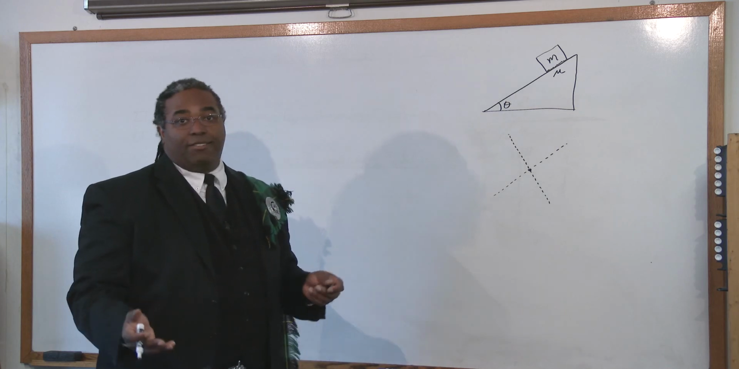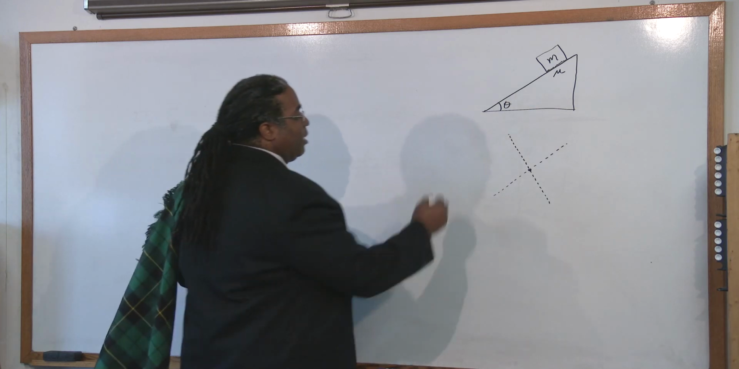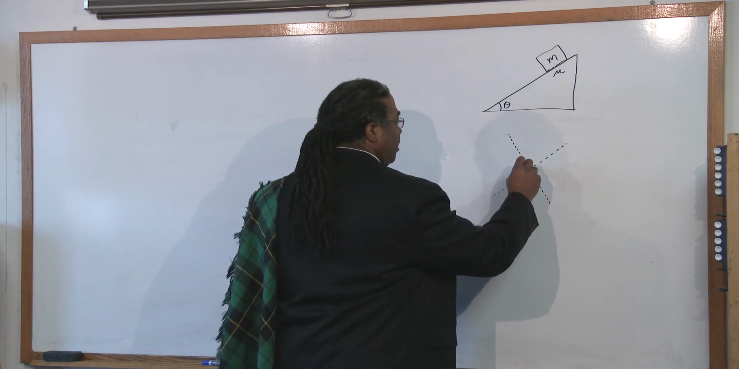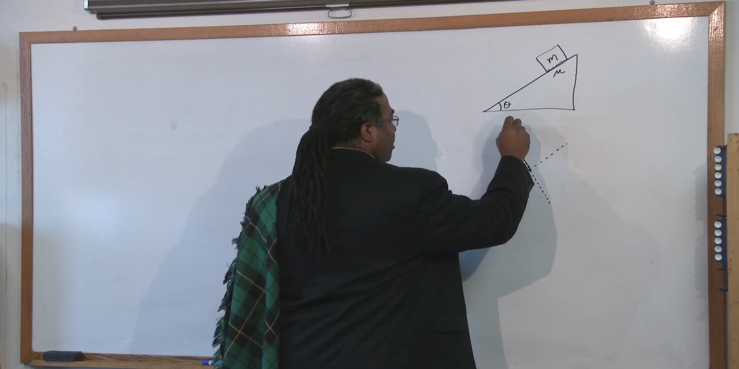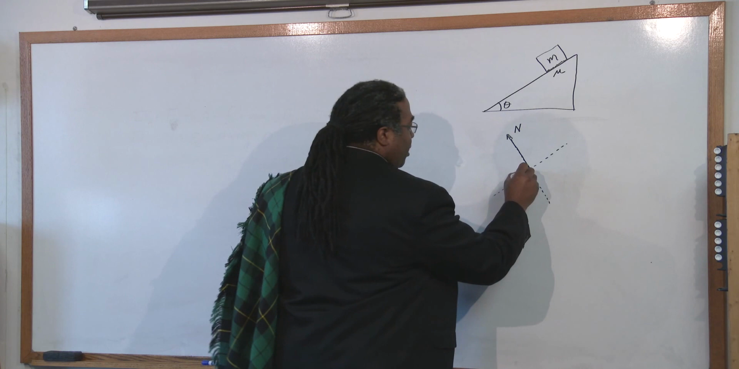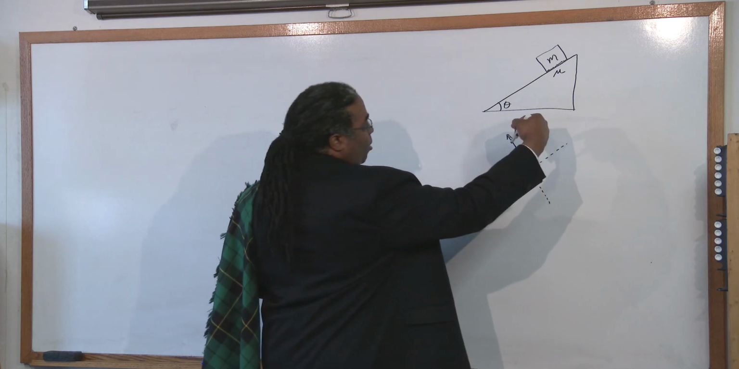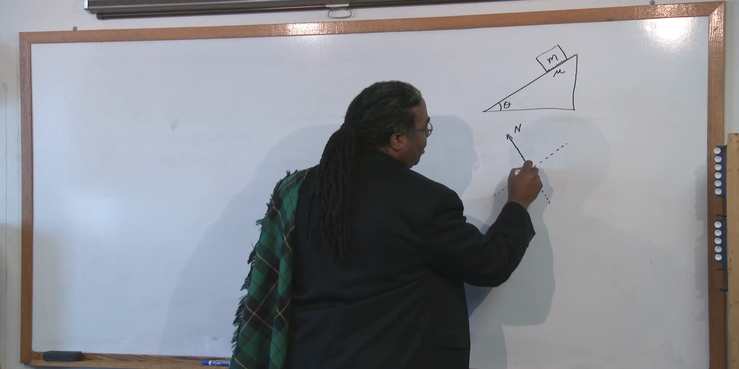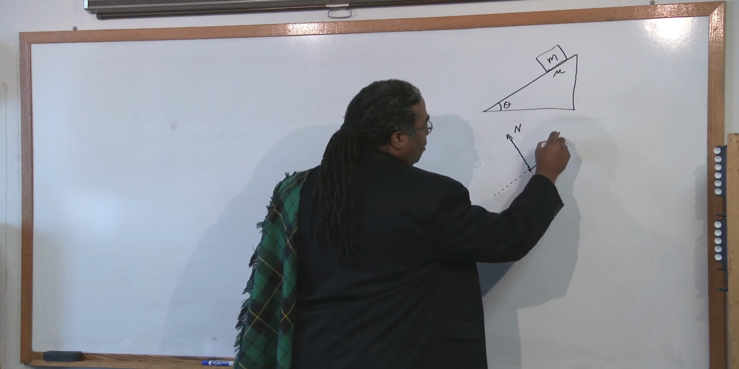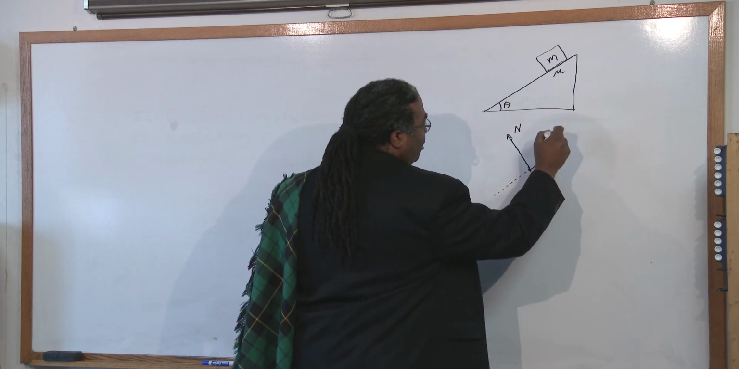Step 2, identify your forces. So we know that there's a normal force because there is a force of the incline pressing up on the block. We know that the block will want to slide down the incline, so that means the friction would actually be up the incline. So we know there's a force of friction.